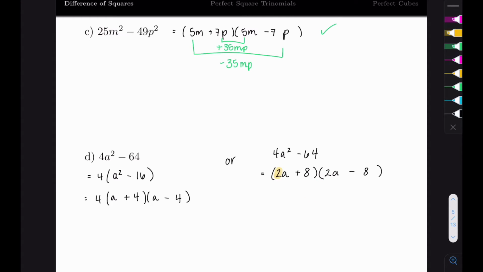But I still have stuff in common. So from the first piece, they both have a 2 that we can take out. And from the second piece, we can also take a 2 out. So that leaves us with 2 times (a plus 4). Take out another 2, and we're left with (a minus 4). And then one last step of condensing the 2 times 2, it leaves us with 4 times (a plus 4)(a minus 4). So we still end up with exactly the same thing. It just took us a little bit longer to get there.